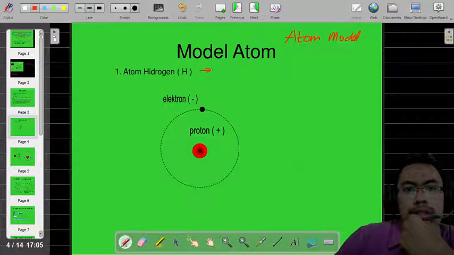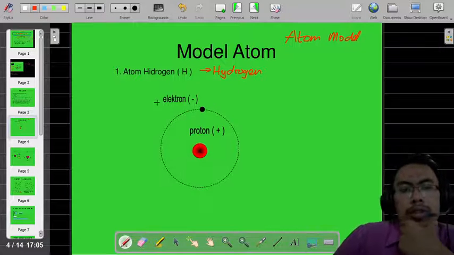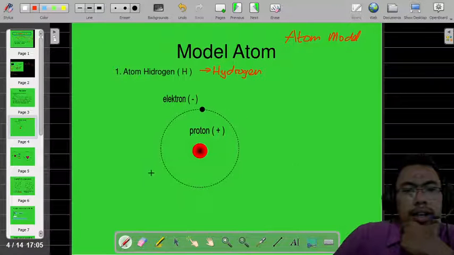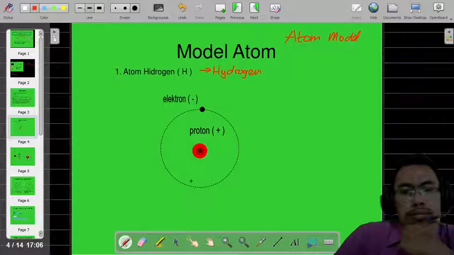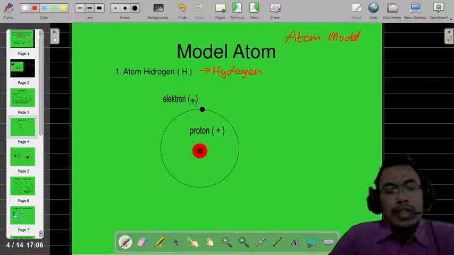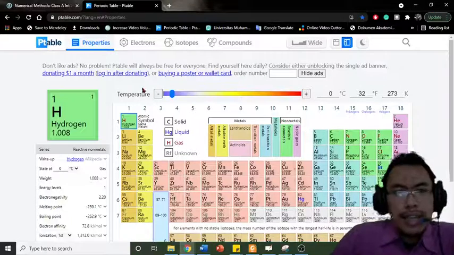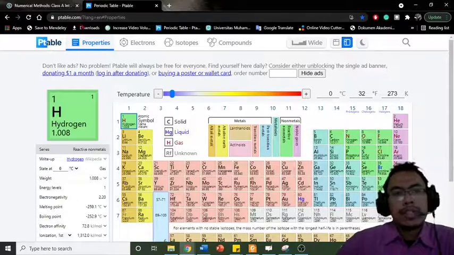So this is the hydrogen. And before we draw, and before we learn about this picture, why can it be only one electron outside on the shell? So this is the shell of the atom. So why is it only one electron? Actually it can be explained by using the periodic table.